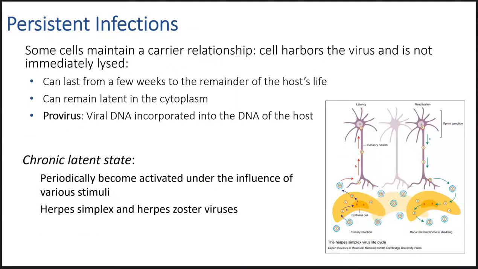Hopefully somebody's going to do that on a case study and we'll get some more information. So that is an example of a persistent infection. Provirus is your vocabulary: viral DNA incorporated into the DNA of a host cell. These are very difficult viruses to get rid of and target, and it's another reason why we try to use vaccines in our fight against viruses versus drugs.